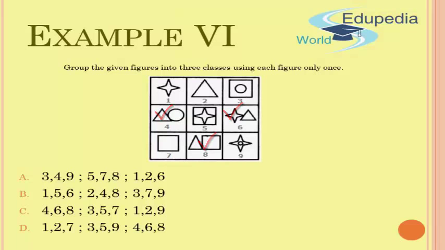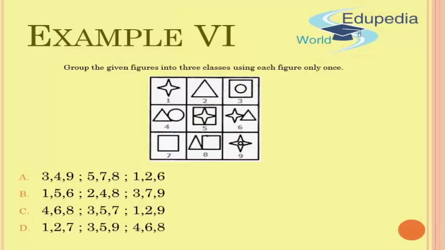Then I see that figures 3, 5 and 9 are one group because in this you have 2 shapes, one inside the other. In figure number 3 we have a circle inside a square. In figure number 5 we have a star inside a square, and in figure number 9 we have a circle inside a star. So using this I can eliminate option C, and my correct answer will be option D.